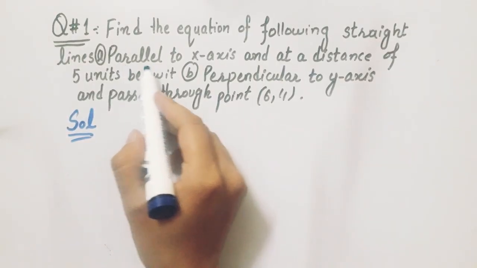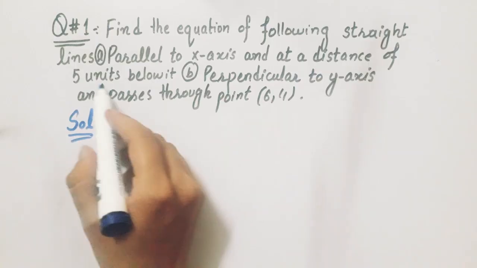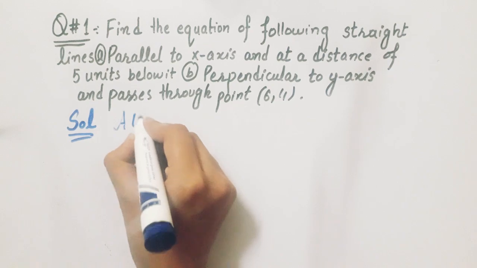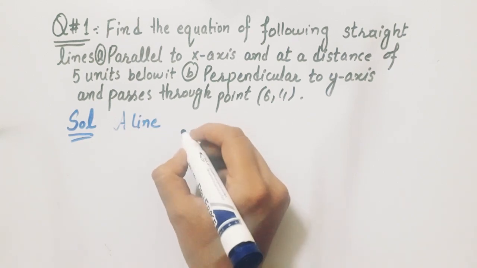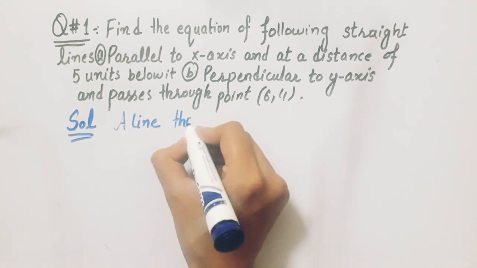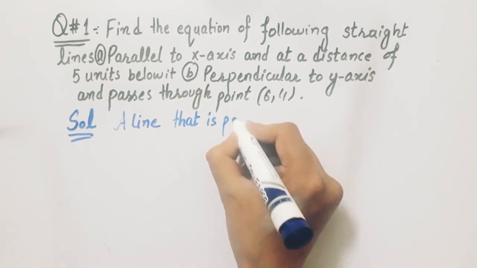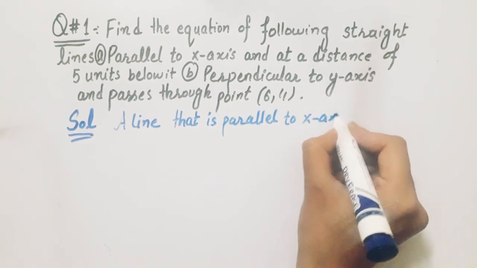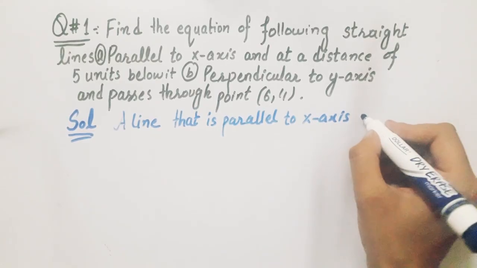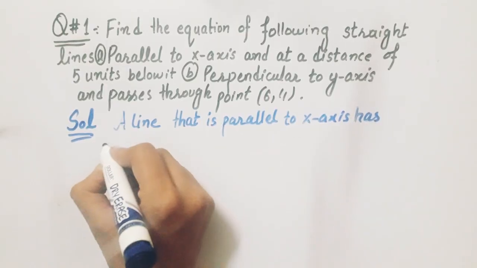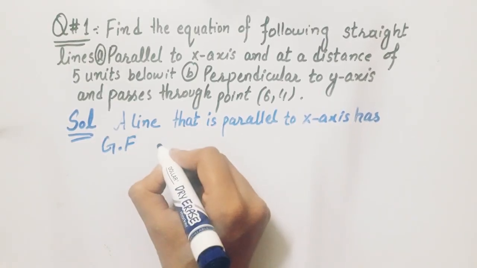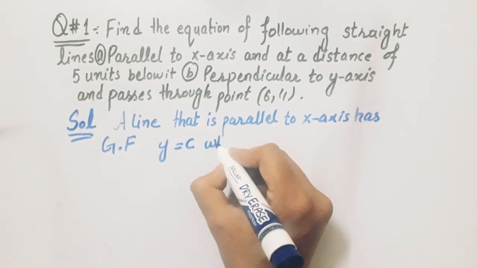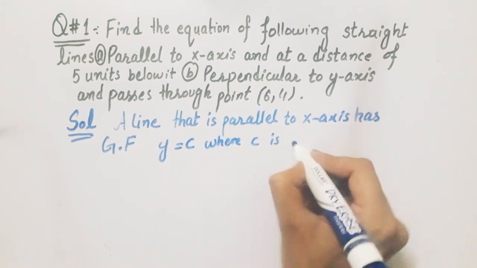First of all we will solve part (a): parallel to the x-axis and at a distance of 5 units below it. So you will write: a line that is parallel to the x-axis has the general form y = c, where c is a constant.